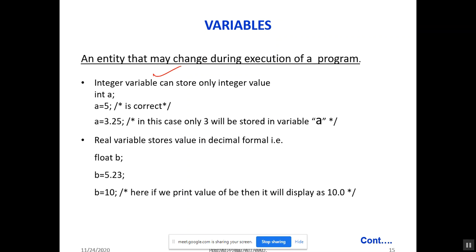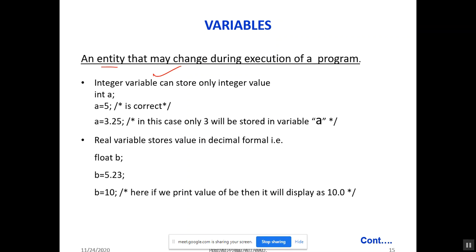A constant is a value that cannot be changed. Wrong. It is again an entity. An entity that will not change during execution of a program is known as constant.